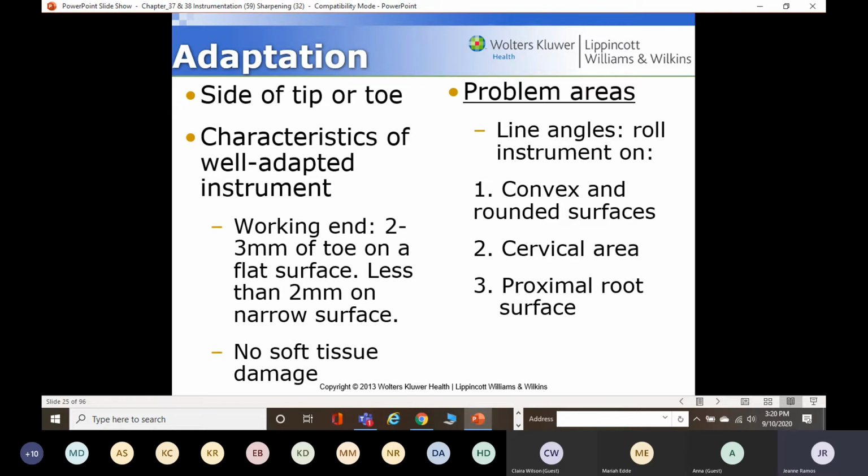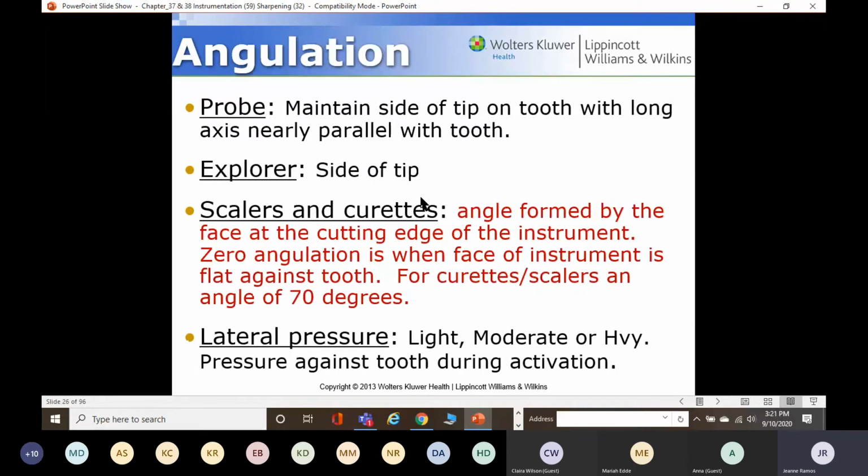Usually you're looking at less of the tip, and also when you're on line angles. On line angles, when you're going around a tooth, a lot of times it's hard to have 3 millimeters of the end of that tip. You may only have 1 or 2 millimeters as you're rotating the instrument. What you want is no soft tissue damage. Problem areas are the line angles. You roll the instrument on convex and rounded surfaces, cervical area, and proximal or interproximal root surfaces.